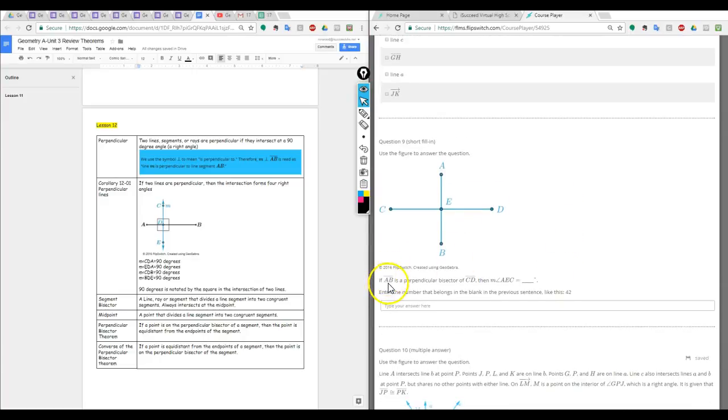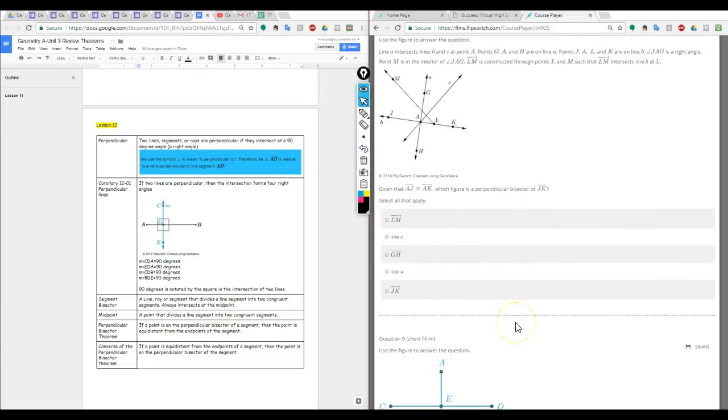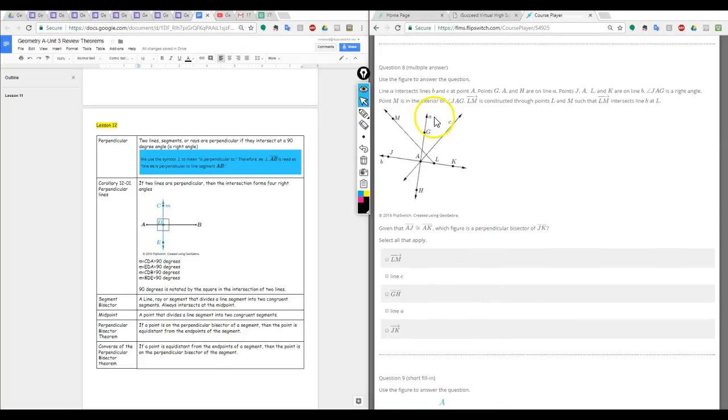Question 9. If segment AB is a perpendicular bisector of segment CD, then the measure of angle AEC equals blank. Okay, well, if it's a perpendicular bisector, then the measure of angle AEC, this angle right here, since it's perpendicular, is 90 degrees. And that's just knowing the definition of a perpendicular bisector, or perpendicular for that matter.